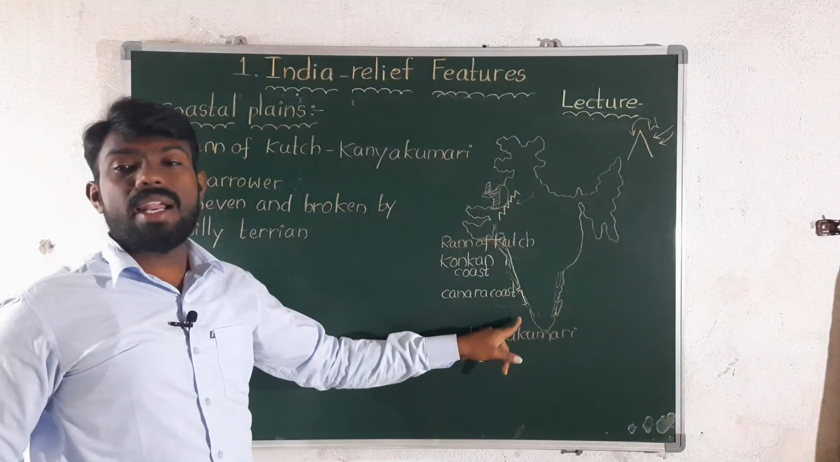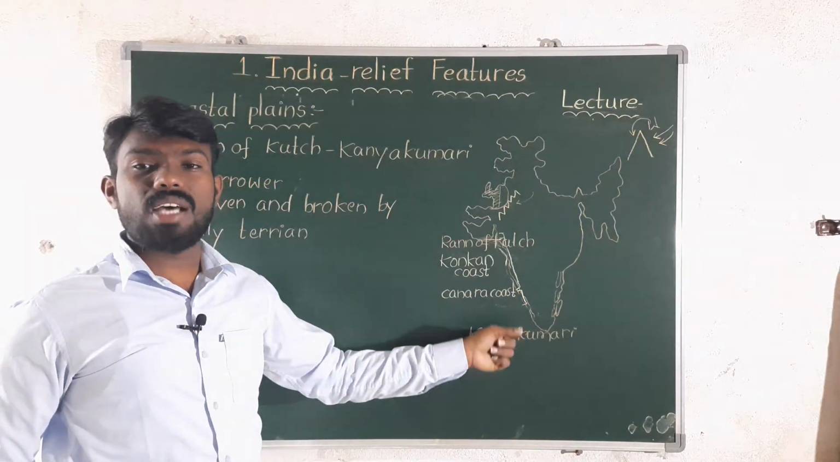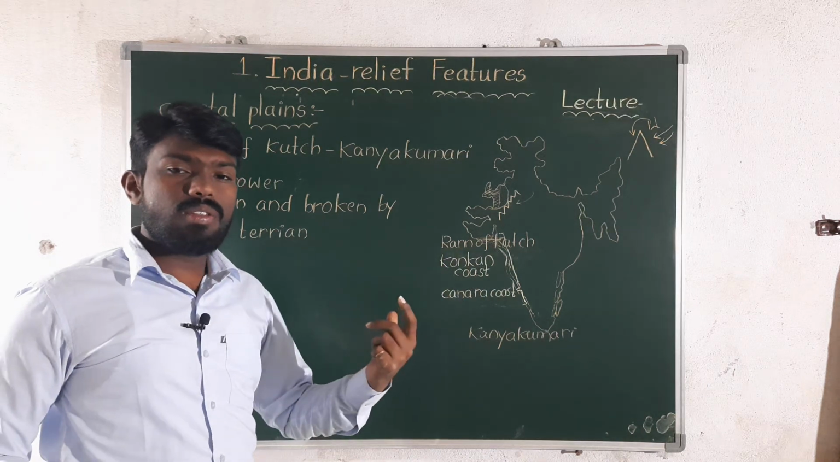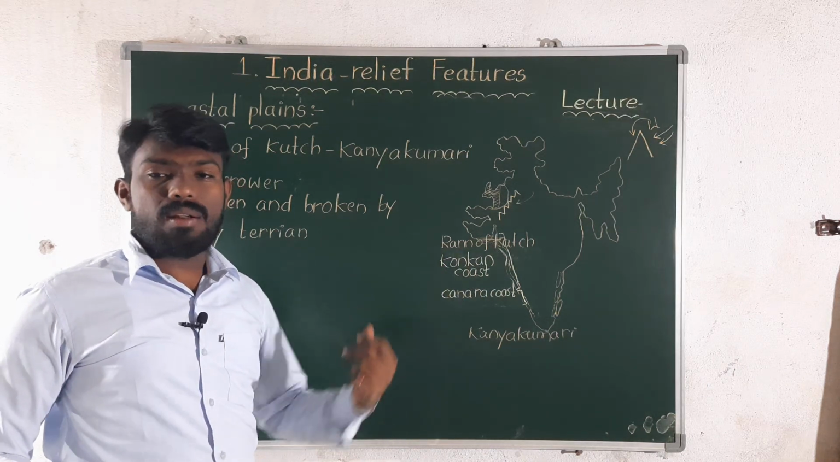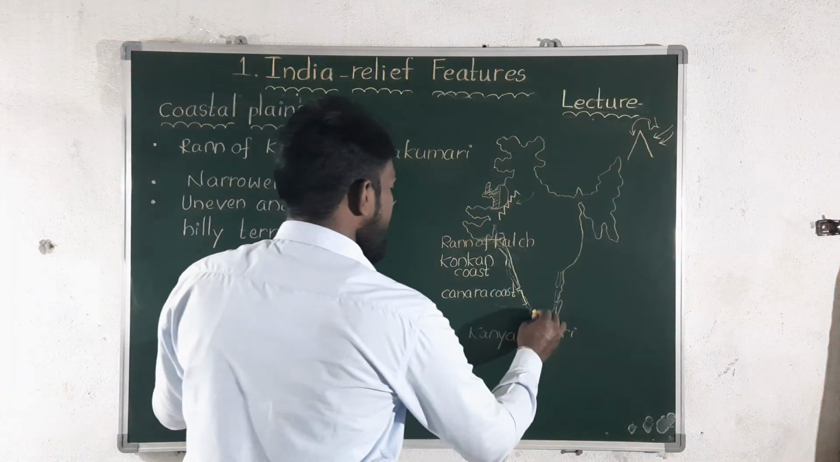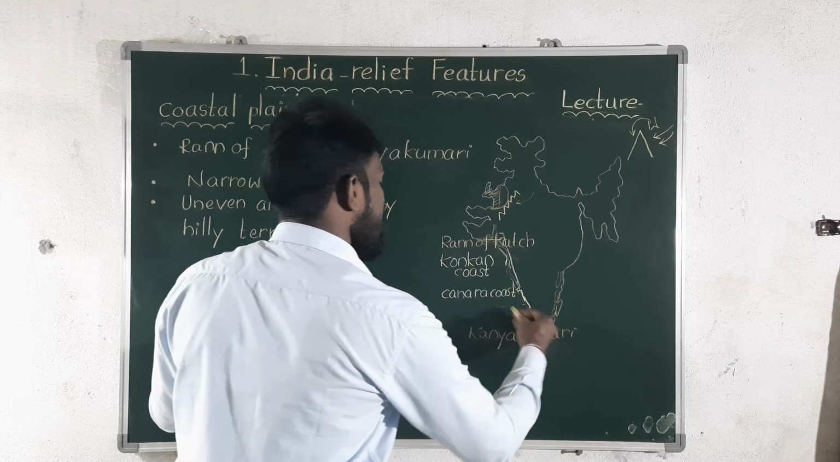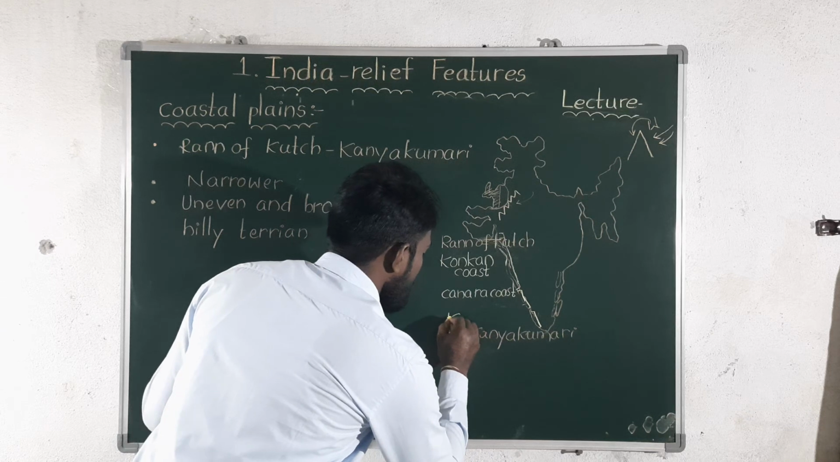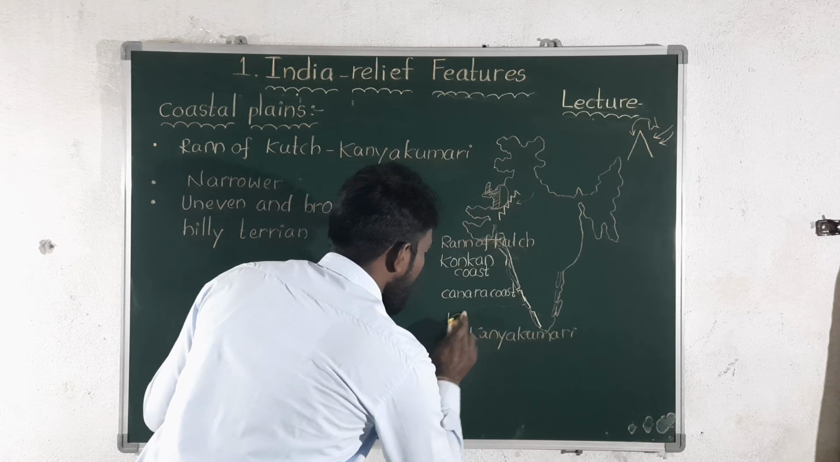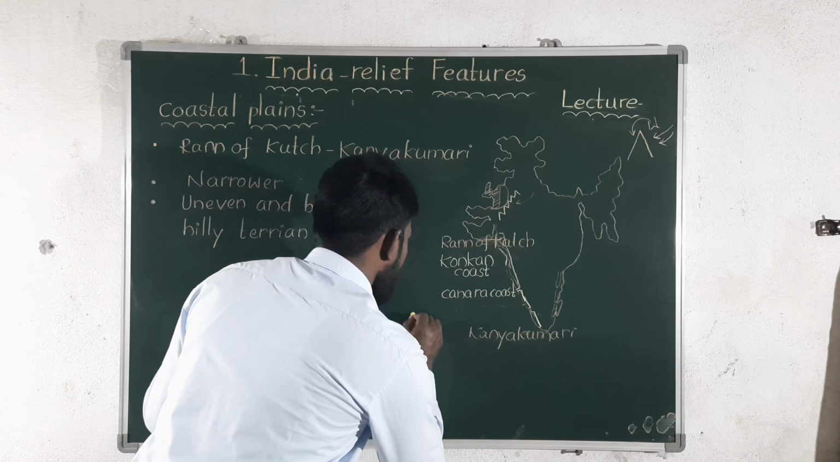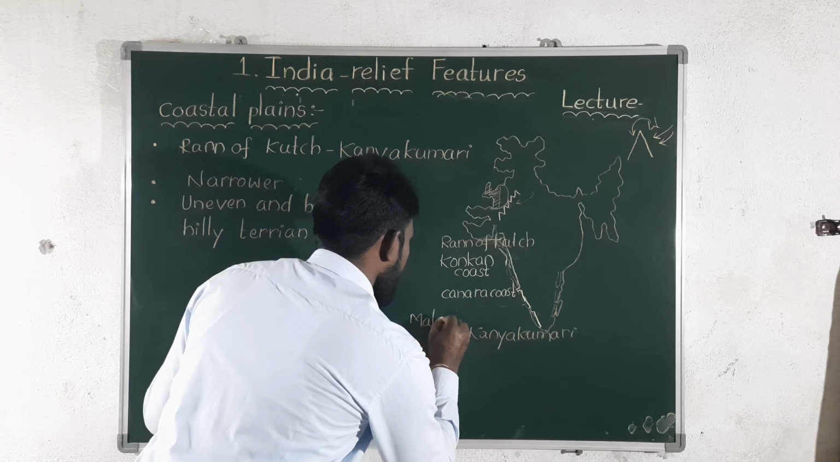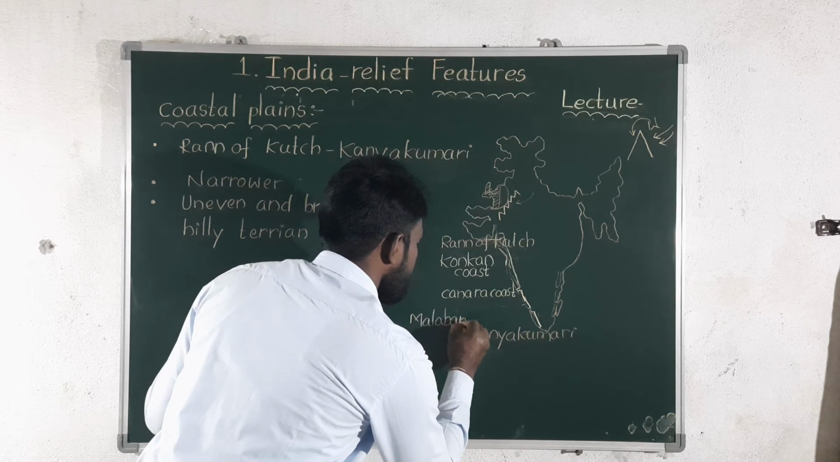And the next one is also called the southern part. This is called the Malabar Coast, in Kerala. This is Kerala, and this coast is called Malabar.